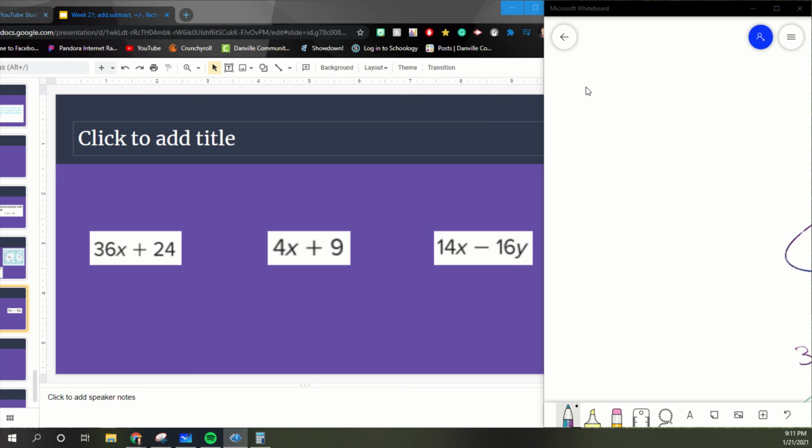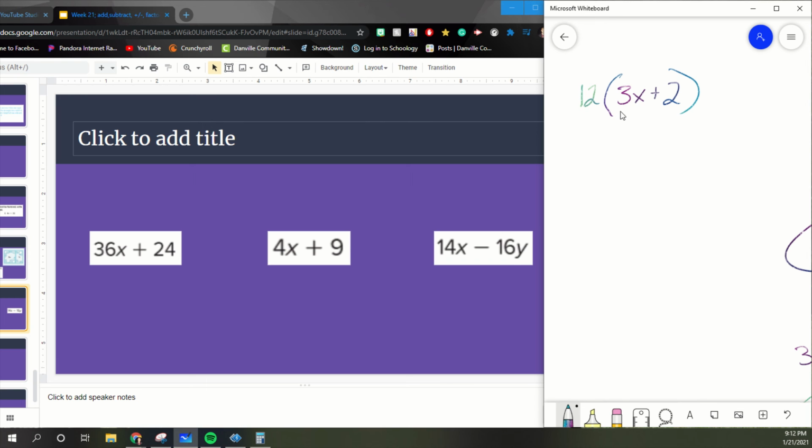Alright, so 36x plus 24. Well, 36x and 24 both share the factor of 12. If I divide 36 by 12, I get 3, because 3 times 12 is 36. So I'm left with a 3x. Plus, if I divide out a 12 here, I get 2. So you get 12 times 3x plus 2.